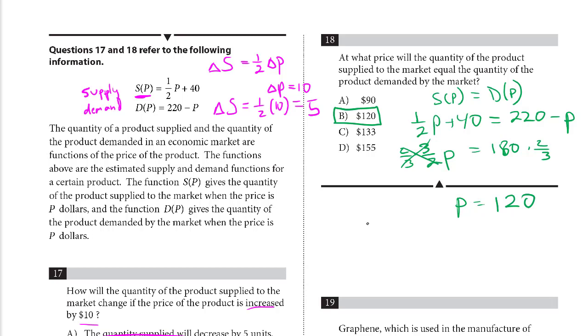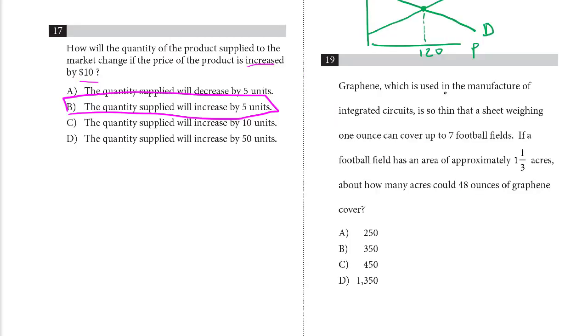Okay? By the way, if you want to visualize this graphically, we can note the supply curve is going up as our price goes up, and the demand curve is going down. The point where they're equal is what we just calculated. That's at a price of 120, if that helps you visualize it graphically.